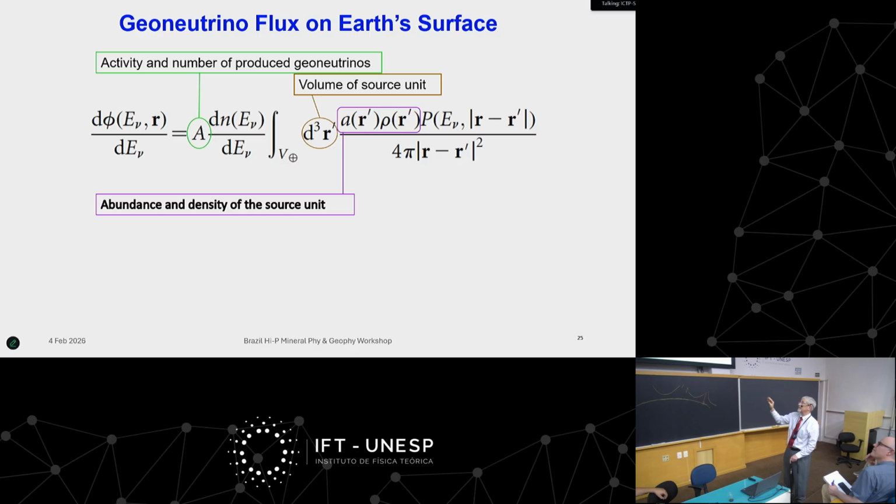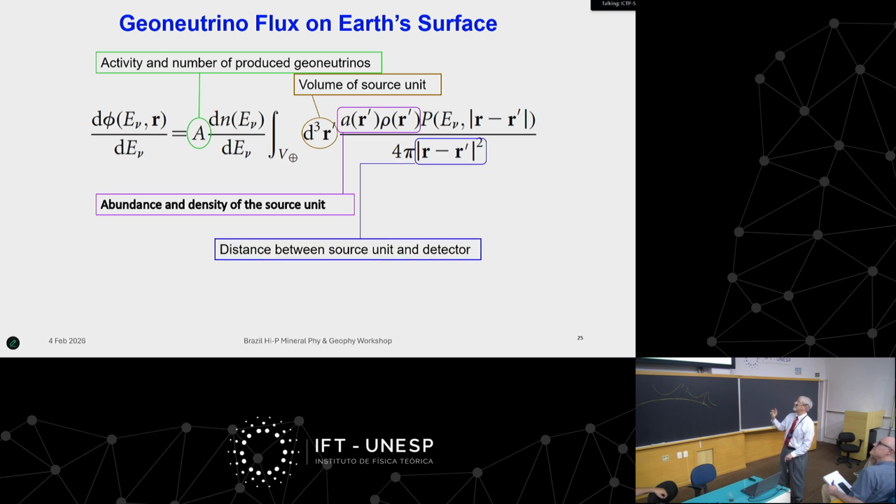The abundance and density of the source unit, and really that's a geological term. How much uranium or how much thorium? And what is the density in the crust? What is the density in the uppermost mantle, lowermost mantle, the core? Next. The distance between the source unit and the detector. Well, the detector that I'm working with right now is the one in southern China, and we are having radioactive decay in Brazil. That's one distance. So any atom that's going to decay has the potential to be detected in southern China.